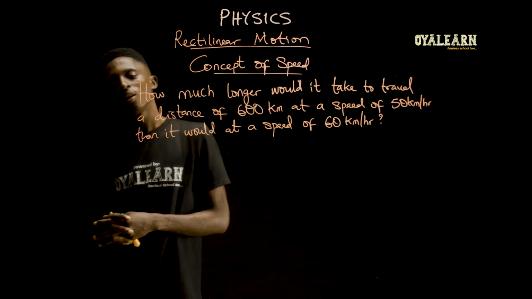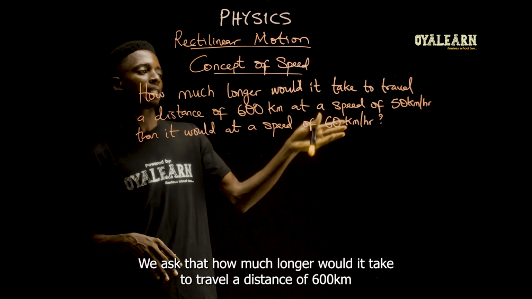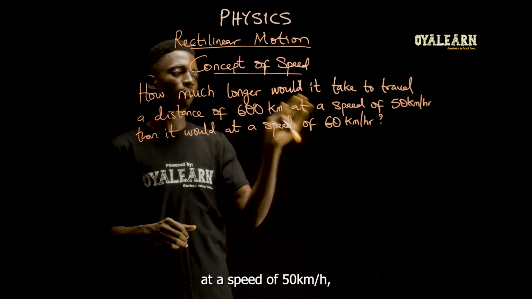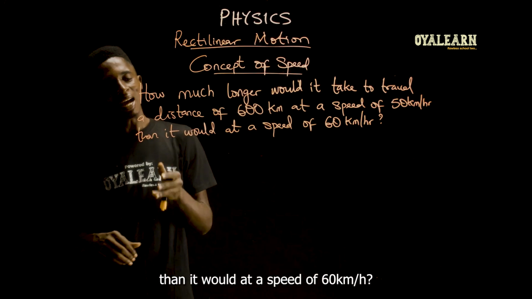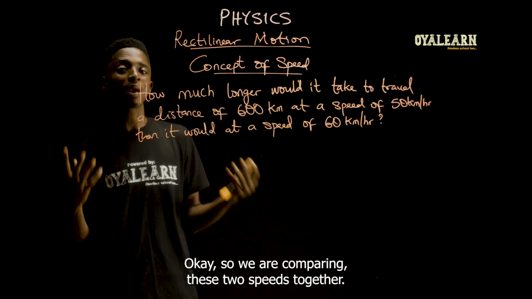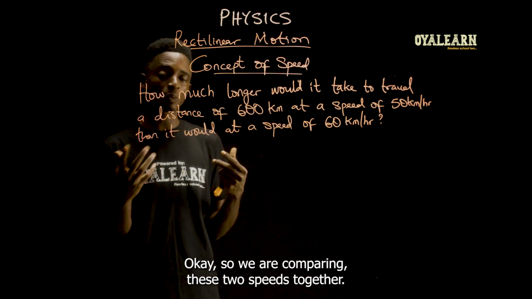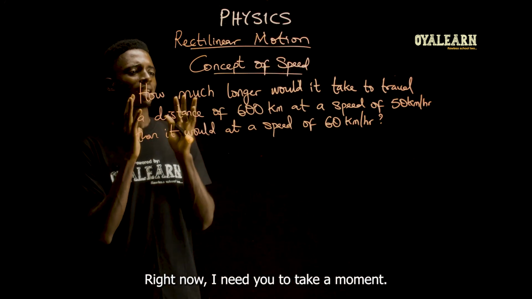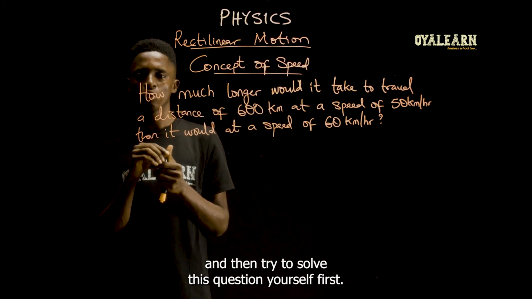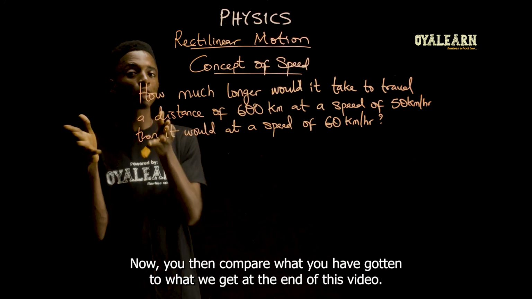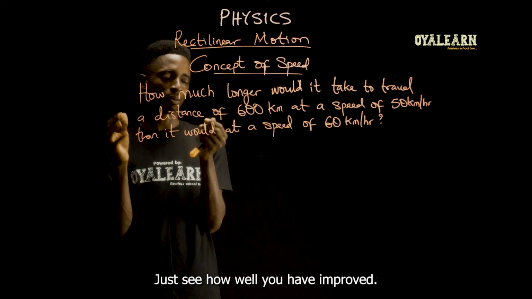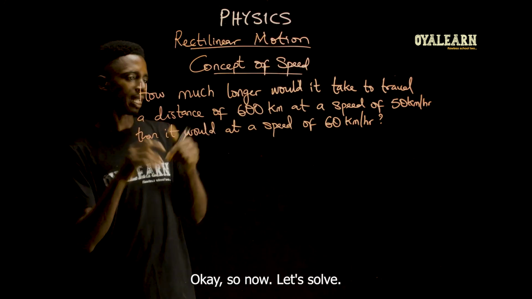In this question, we're asked how much longer would it take to travel a distance of 600 kilometers at a speed of 50 kilometers per hour than it would at a speed of 60 kilometers per hour. So we are comparing these two speeds together. Now, I need you to take a moment. You can pause the video if you like, and then try to solve this question yourself first. Then you compare what you have gotten to what we get at the end of this video to see how well you have improved. So, now let's solve.